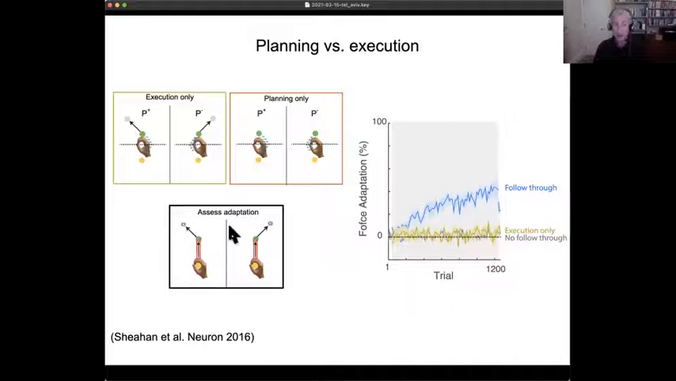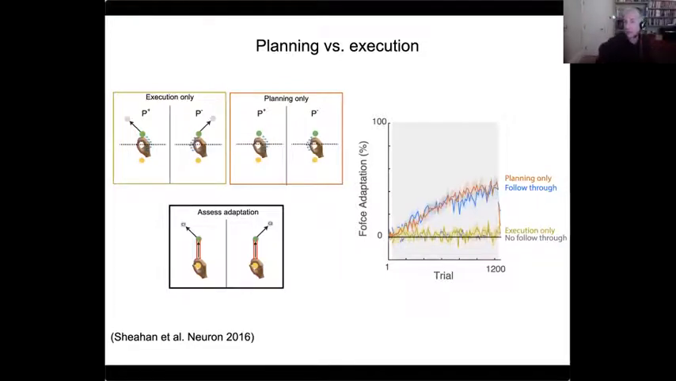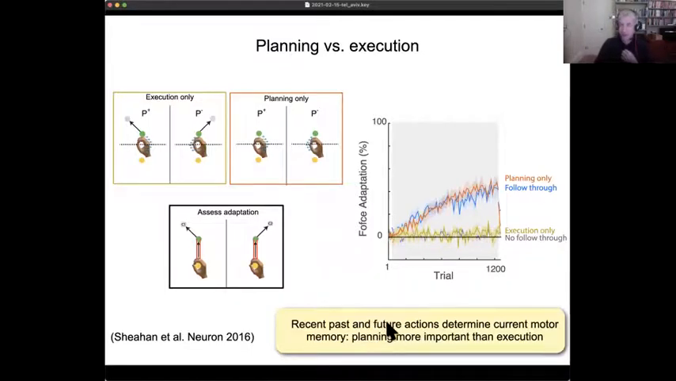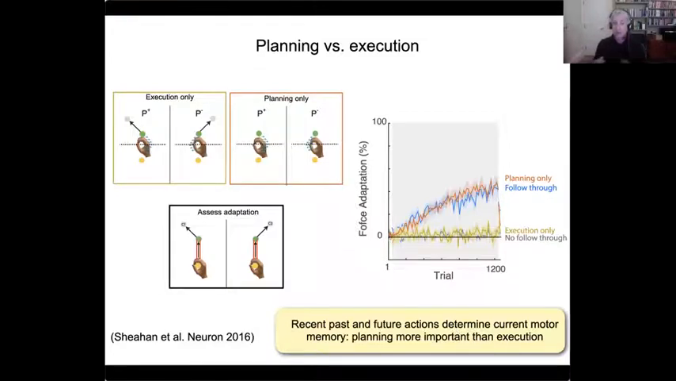And so when we assess learning on these trials, what we find is that the planning only group showed just as much learning as a full follow-through, which suggests to us that what's critical about follow-through is nothing to do with the execution of the movement. It's got to do with you putting your brain effectively in a different state by planning the follow-through. So it suggests to us that the recent past, and I don't know the right word, the recent future, determines the current motor memory. If they differ, then that allows you to effectively separate out motor memories. And that planning is more important than execution.